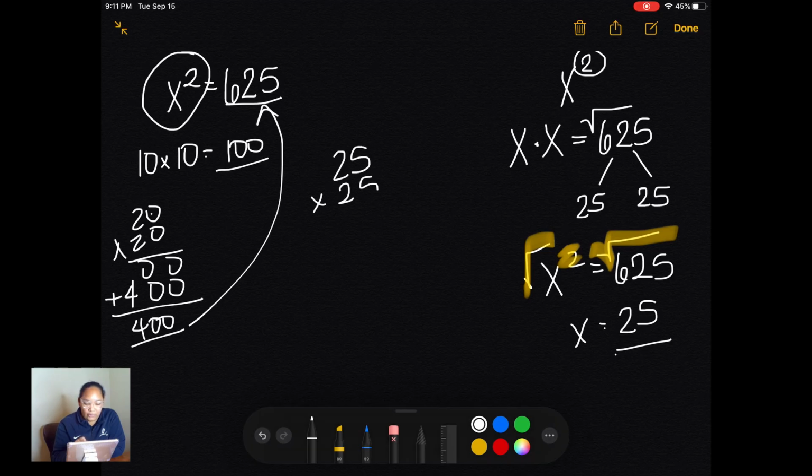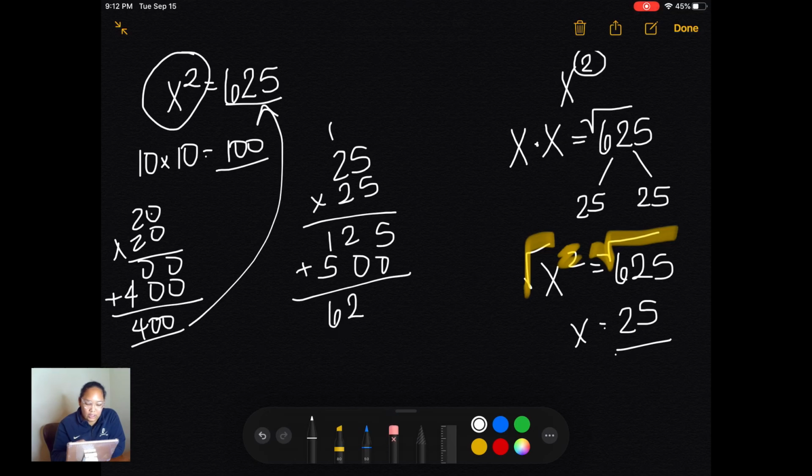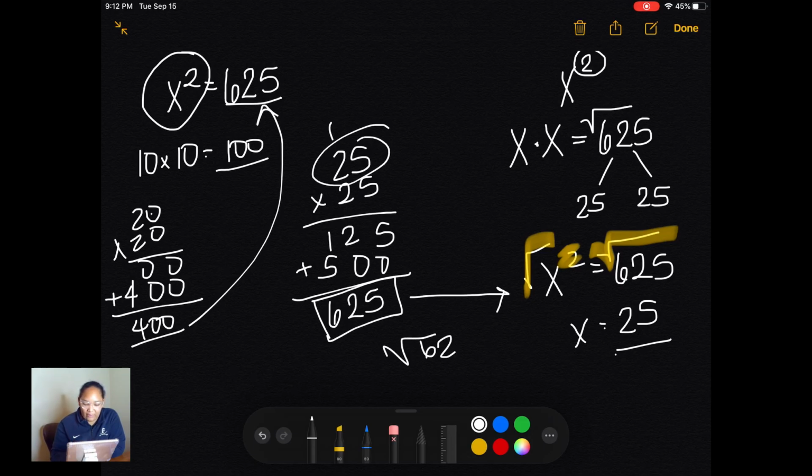So 25 times 25. 5 times 5 is 25. 5 times 2 is 10, plus 2 is 12. Let me erase this so I don't mess up. Placeholder 0. 5 times 2 is 10. 2 times 2 is 4, plus 1 is 5. So I add this together, and that is 625. This would be my answer, which tells me that's enough. This is how I know that the square root of 625 equals 25.